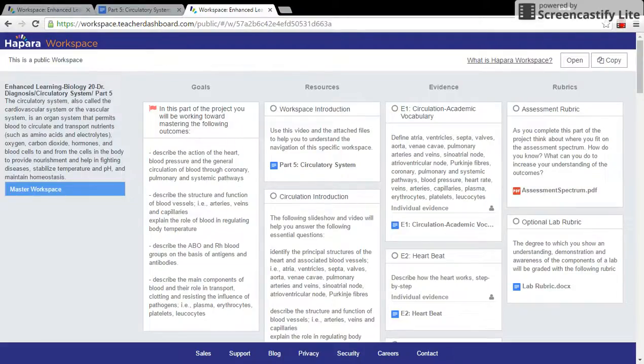Welcome to part 5, Doctor Diagnosis. This workspace will deal with the circulatory system. The circulatory system can also be called the cardiovascular system or the vascular system. So when you're looking at other resources, make sure you're aware that those are kind of used interchangeably.